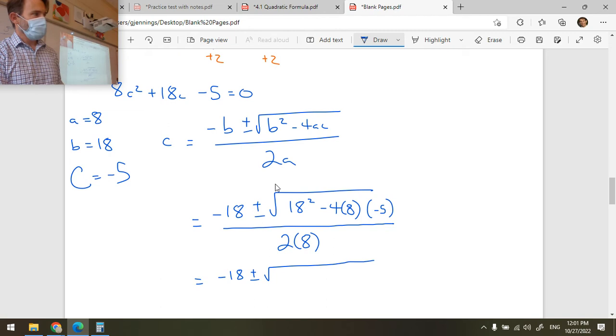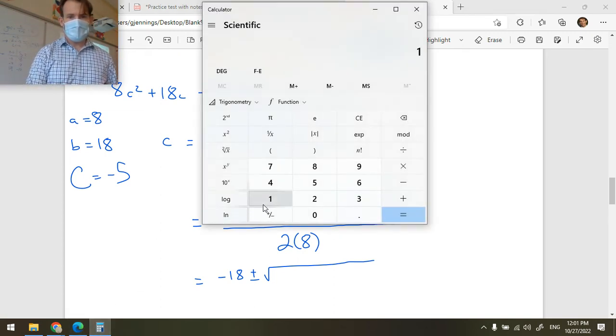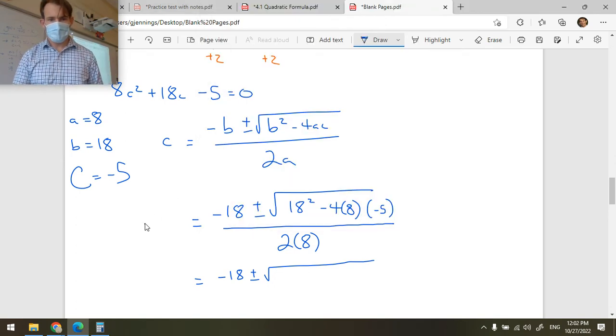It is 344. Is that right? Doesn't feel right. 324. 18 squared is 324. There you go. 324. Minus 4 times minus 5 is 20. Positive 20 times 8 will be positive 160. So do this work carefully and check it with a calculator.